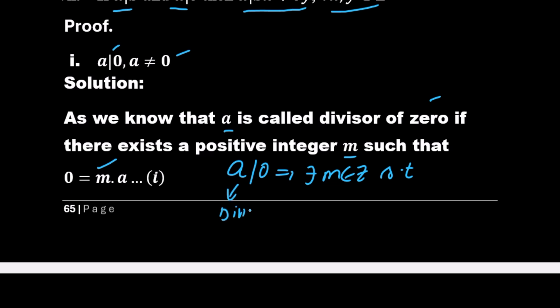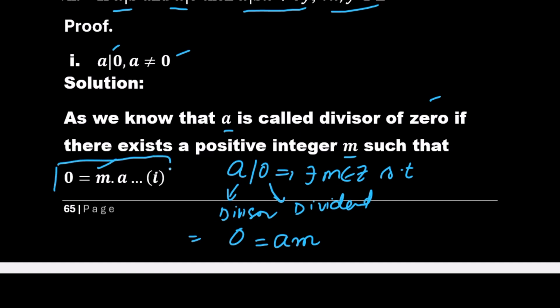and 0 is the dividend. So according to the division algorithm, you can write dividend 0 is equal to a times m, where m is an integer. So we have the equation 0 is equal to m times a. How can we get this equation? By the simple definition of divisibility.